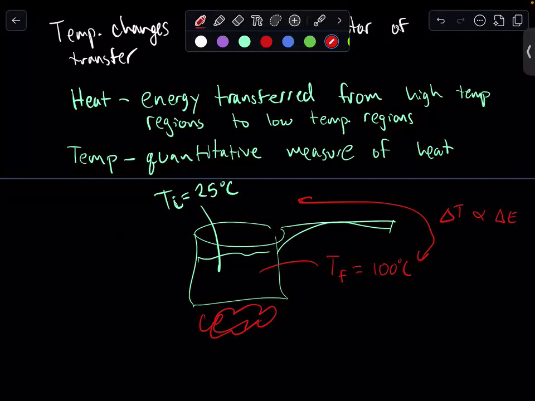So we're going to discuss this further on as we continue the unit, but hopefully this gives you a little introduction to temperature and heat and energy and chemical reactions.